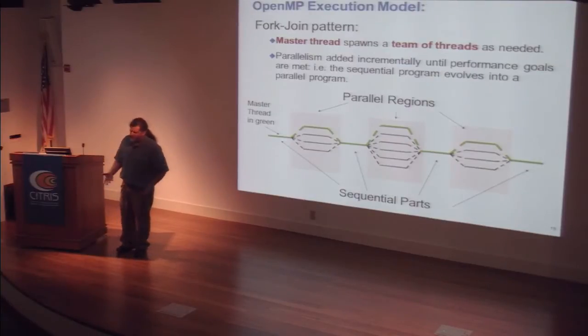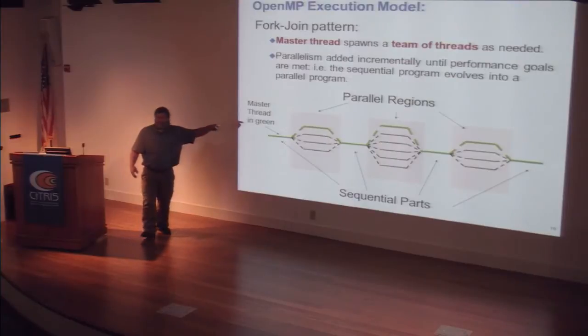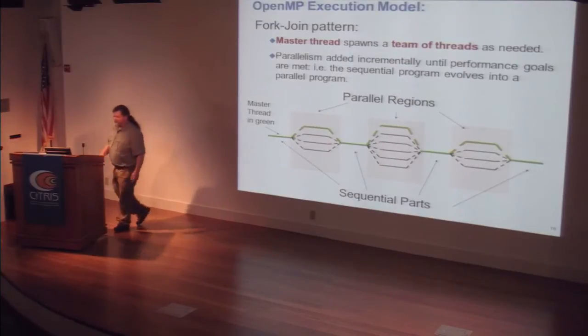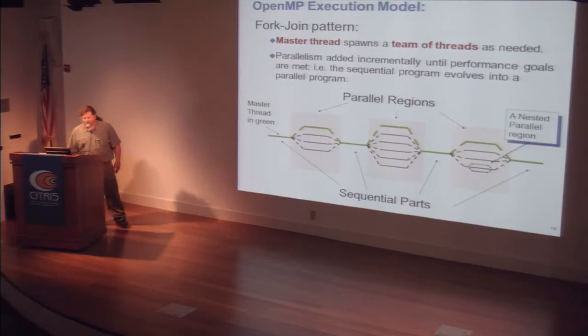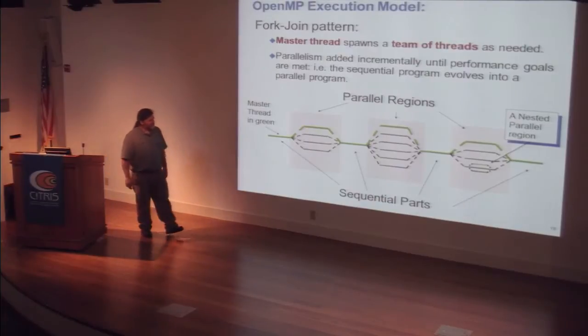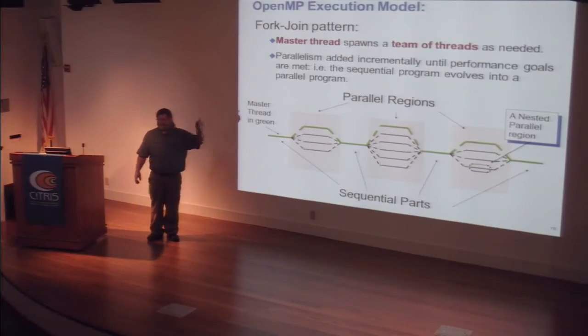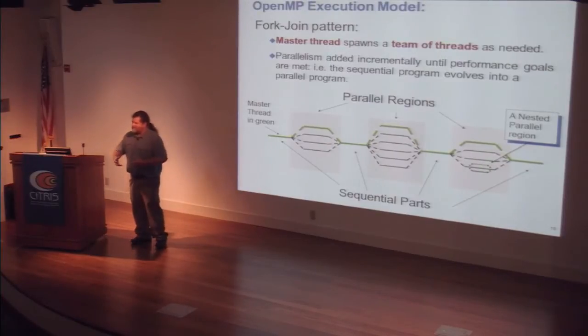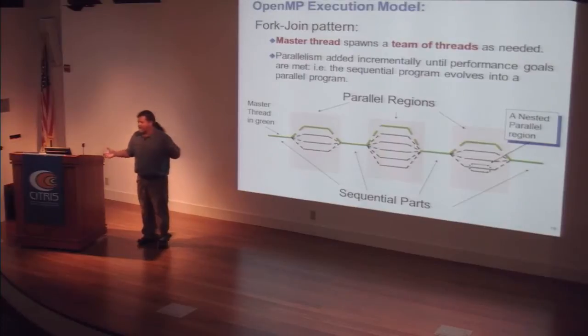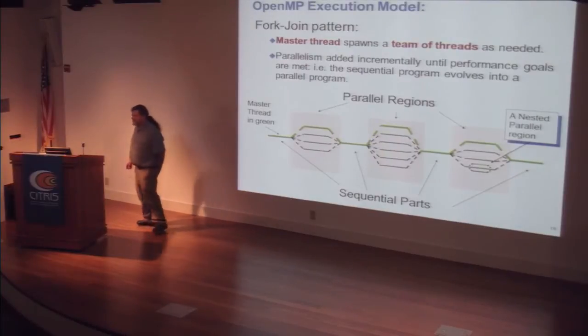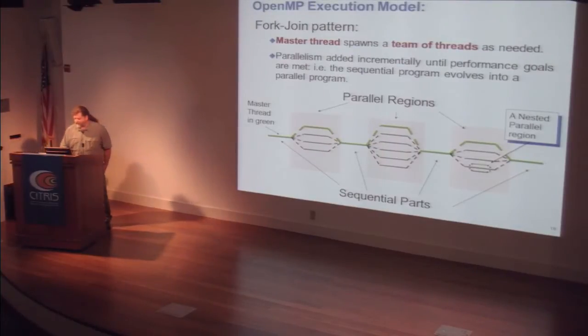We sometimes call that a rank. And the master is always ID 0 of that set of threads. And you can actually, though not all compilers support it really well, nest parallel regions. So if a thread's coming along and it's like, gee, I would like even more buddies to help me on this piece of work, you can fork more threads and have nested parallel regions. So very elegant, very cool in that regard.